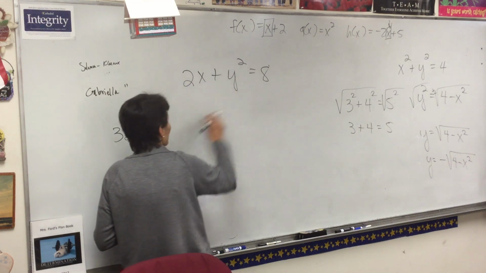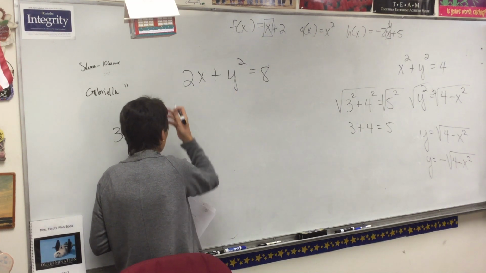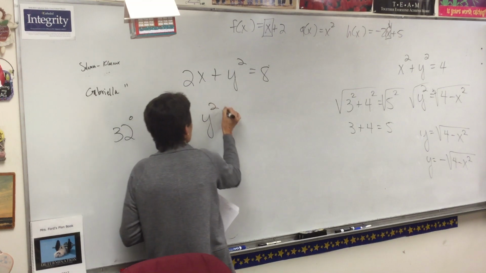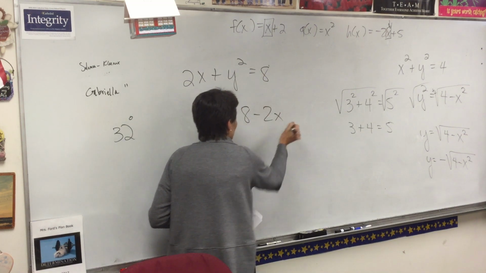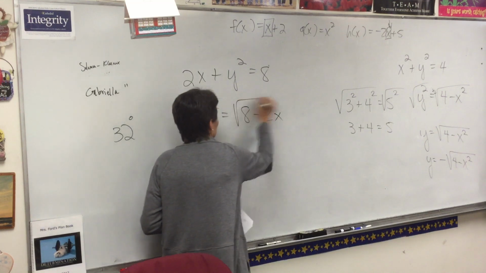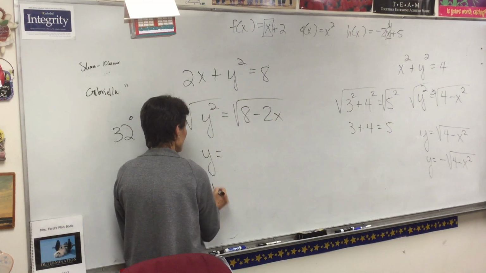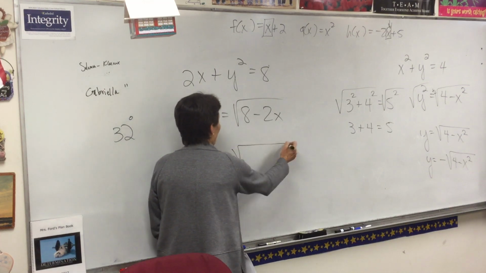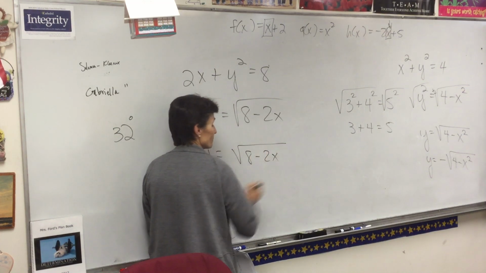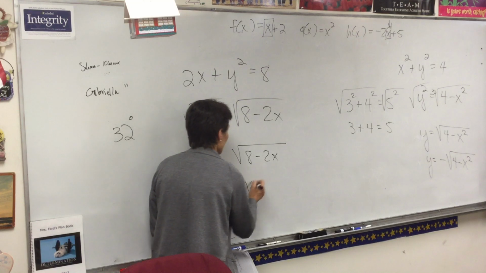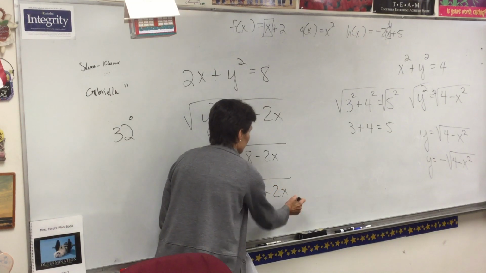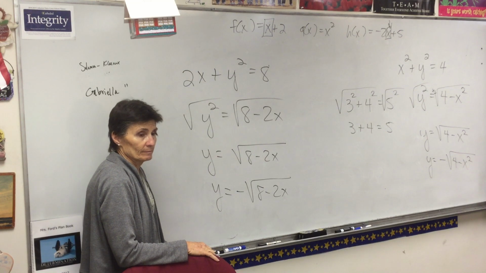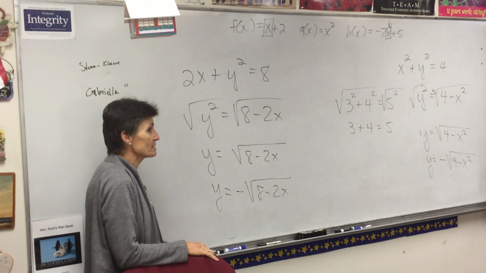All right, so here we go. We're finding the implicit function. So Toby, how do I start? You subtract the 2x, and then you square root the y squared and everything else. So my two implicit functions, always two, will be the positive square root and the negative square root. Done. Those are called the implicit functions.